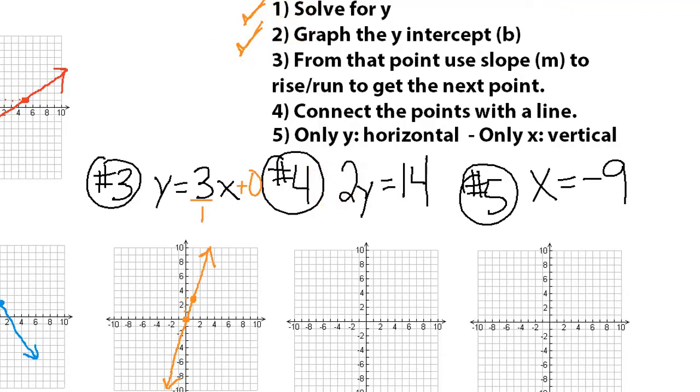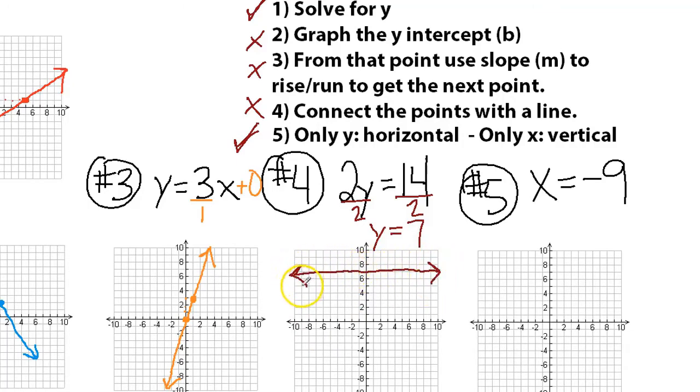Number 4. I need to get y by itself. Step number 1 is solve for y. Y is not by itself, so I'm going to divide both sides by 2. I get y equals 7. Now this is weird because there's no x. So I'm going to skip these steps here and go to step number 5. Remember that if you only have a y, which is what we have here, there's no x, then the answer to this question is horizontal. This line is horizontal because there is no x. So I'm just going to go up to 7 and do a horizontal line here at 7. Remember, when it's y equals and there's no x, then it's a horizontal line.